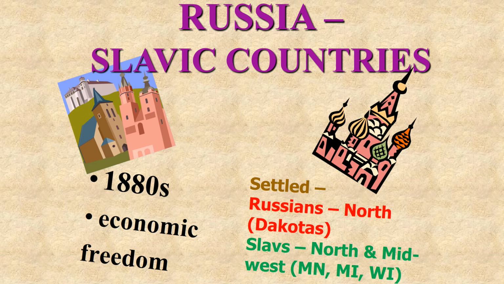Your Russian and Slavic countries, these folks will come in this later third wave of immigration for economic freedom. A lot of the Russian and Slavic countries they'll settle in Michigan, Minnesota, North and South Dakota, and basically farming communities. And this is probably about 1 million from Russia and the Slavic countries.